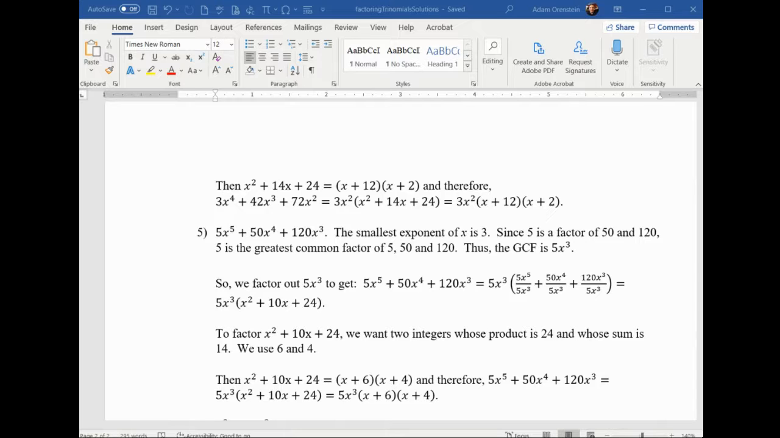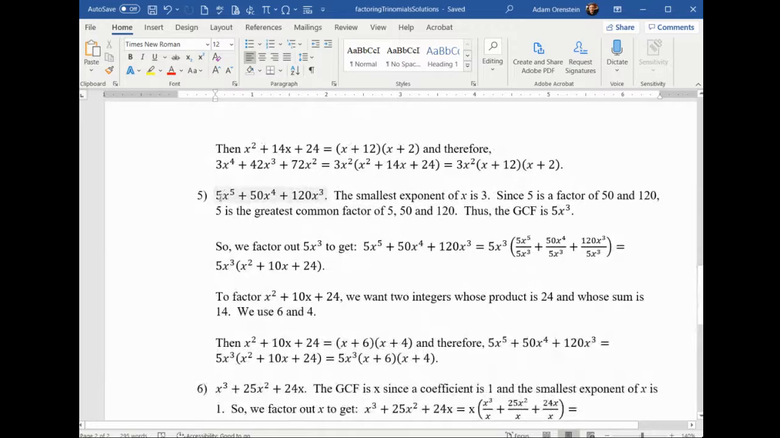And for, I think, the second to last one, this one here, right away you should be able to see that the GCF is not going to be 1. How do we see that? Well, every term has an x in it. That is, the smallest exponent of x is not 0, it's 3. So every term has it, so we can factor out the GCF. The smallest exponent of x is 3.